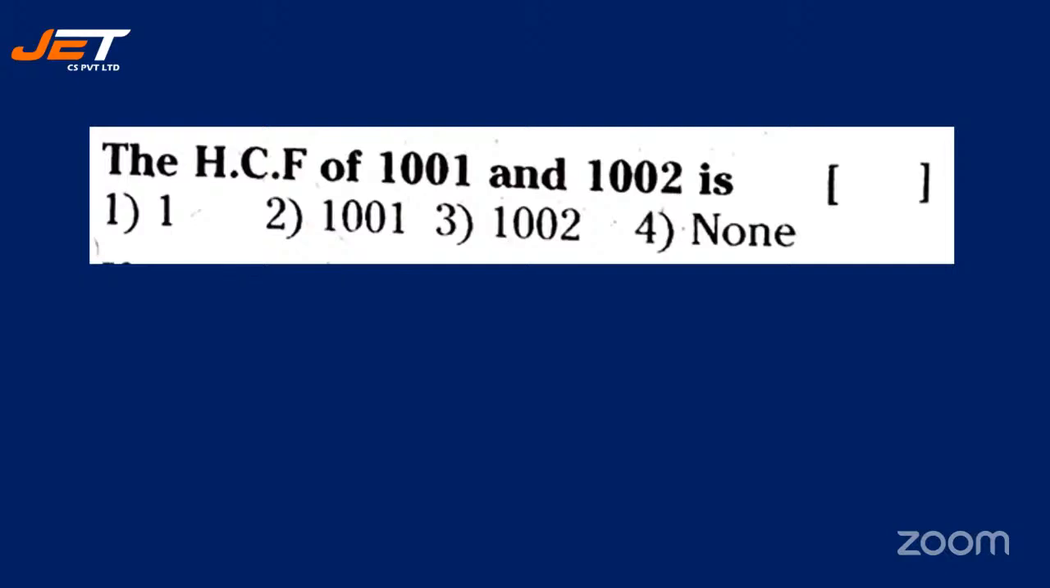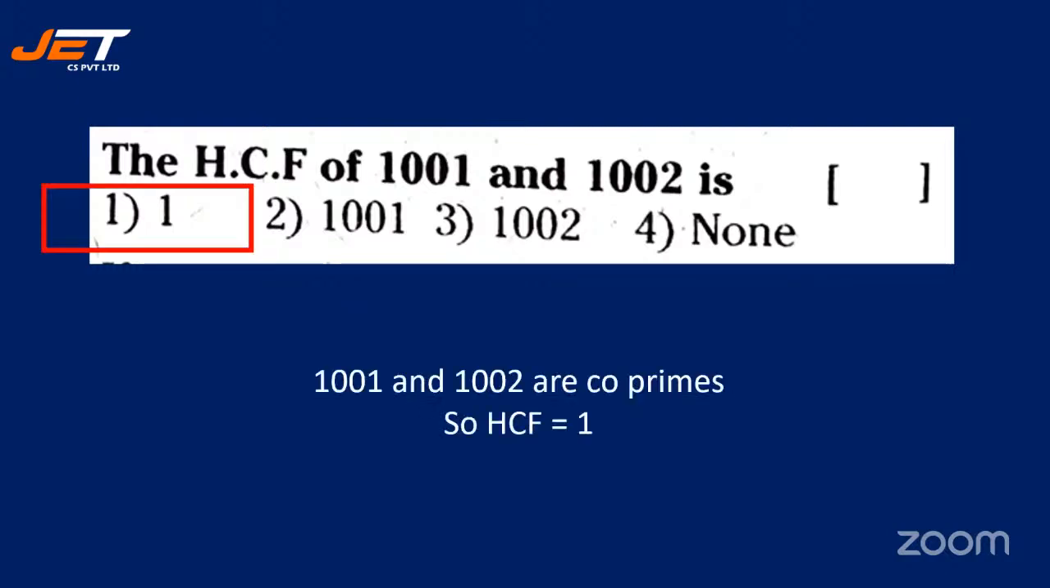The HCF of 1001 and 1002 is dash. 1, 1001, 1002 and none. So HCF is the highest common factor and it is 1, because 1001 and 1002 are co-primes.